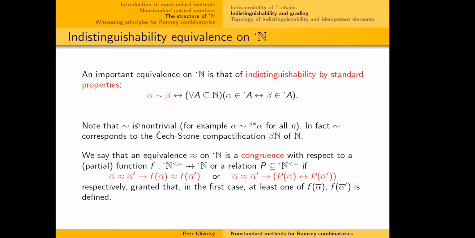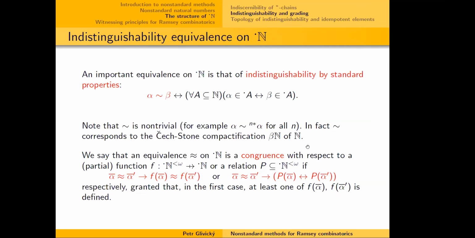It's not identity. For example, every alpha is indistinguishable from any number of stars applied to itself, by elementarity in the *n, because A is some of the relations in the language. And in fact, if you look at this topologically, then this equivalence exactly corresponds to the Stone-Čech compactification beta n of n. So basically, the right side of the definition defines some ultrafilter, and this is the correspondence with the Stone-Čech compactification.